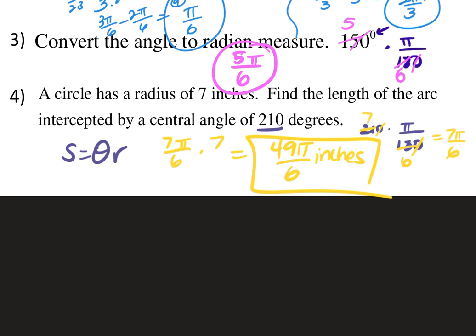So lots of little things you have to know from this section, right? How to convert from degrees to radians and then back again. Arc length, complement, supplement, coterminal angles. And then obviously today we're going to add on unit 2. Questions?